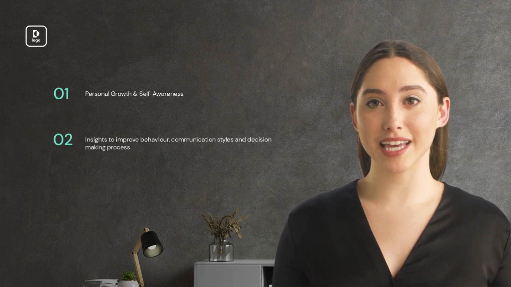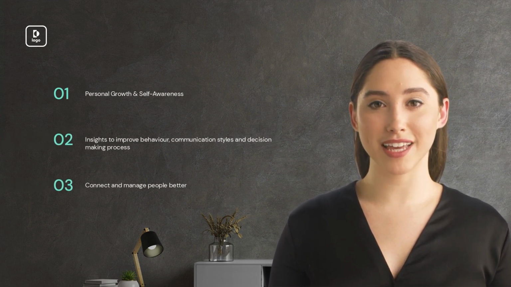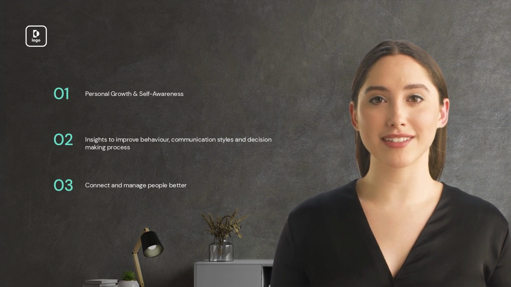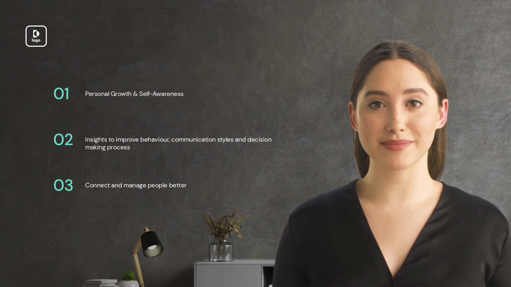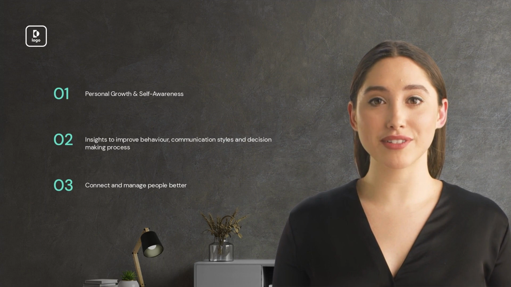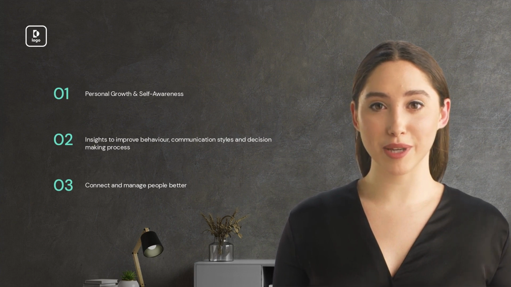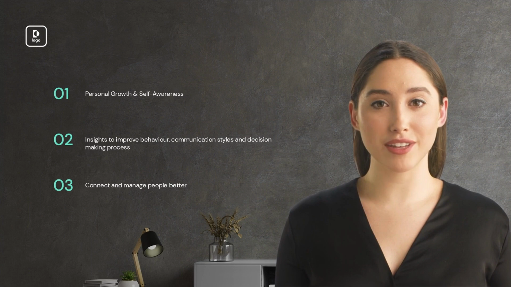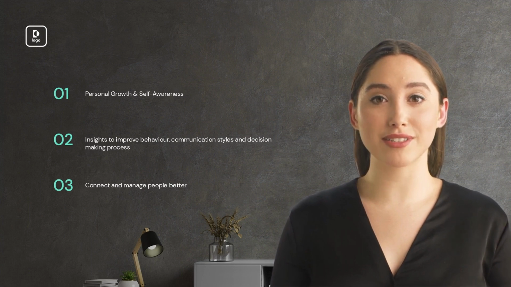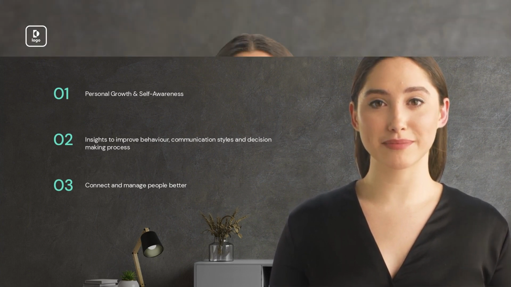The Enneagram is a powerful tool for personal growth and self-awareness. By understanding your Enneagram type, you can gain valuable insights into your own behavior, communication style, and decision-making processes. You can also learn how to better understand and connect with others who have different Enneagram types. By using the Enneagram for personal growth, you can become more aware of your own strengths and weaknesses, develop greater empathy and compassion for others, and enhance your relationships both personally and professionally.